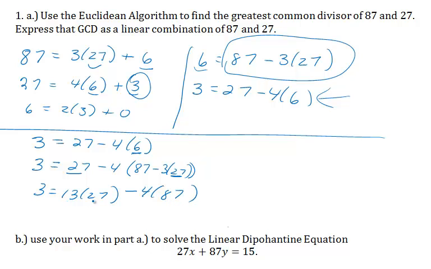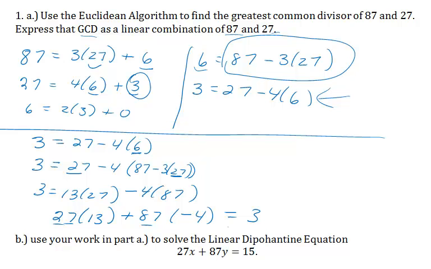And you can multiply 13 by 27 and subtract 4 times 87 and just verify that that is in fact 3. You can catch your own arithmetic mistakes that way. So now I wanted to express that GCD, 3, as a linear combination of 87 and 27. So I'm just going to rewrite this equation as 27 times 13 plus 87, right? Because my two numbers were 27 and 87. 87 times negative 4 equals 3. Right? I've just rewritten this equation.